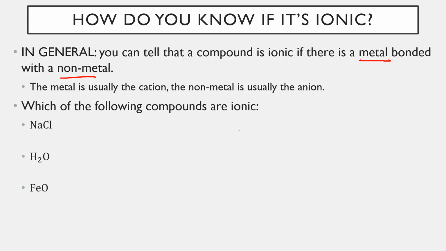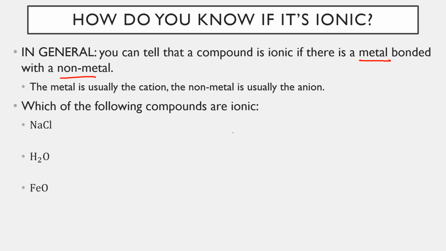Now, let's have a look at this. You're going to need your periodic table for this because I doubt that we know our metals and nonmetals, at least right off the top of our heads. Which of the following compounds are ionic? I suggest we pause the video here, give these 3 a try on your own, and we'll go over it together in just a second.